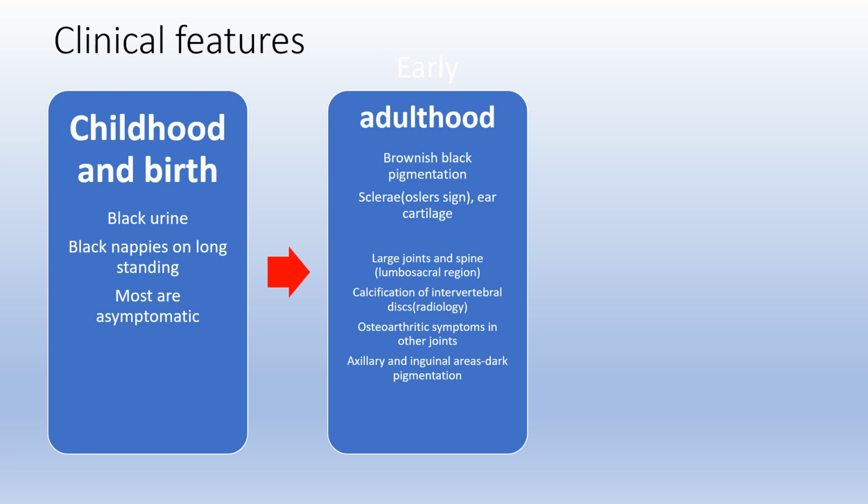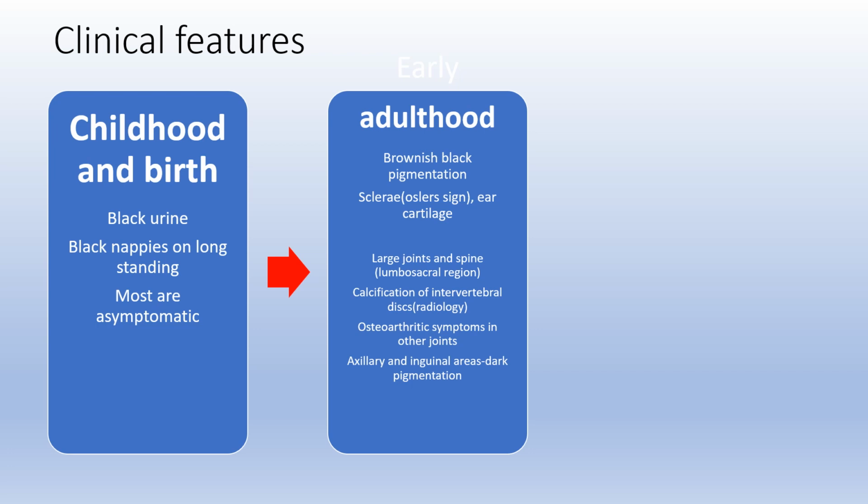The other common, in fact the most common, presentation of this category of patient is involvement of the large joints as well as the lower spine in the form of chronic pain. The radiological findings are usually osteoarthritic signs, and as far as the spine is concerned, there is calcification of the intervertebral disc along with disc space narrowing.